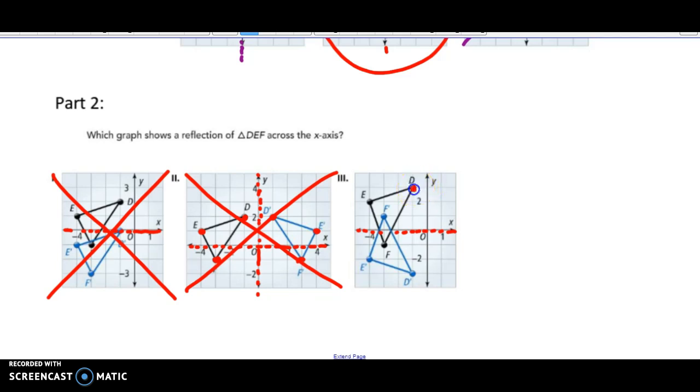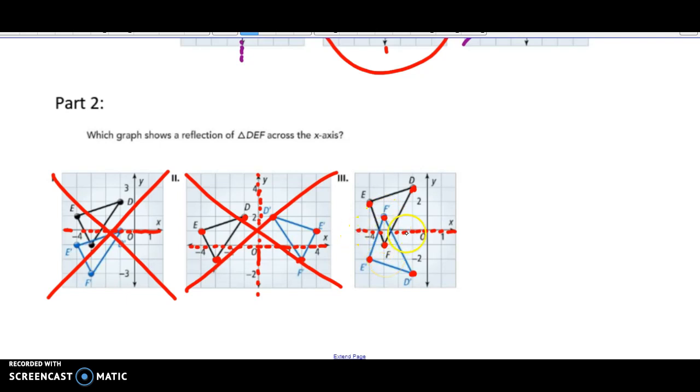So let's look at point D. It is 3 units above the x-axis, so D prime should be 3 units below. That works out. Point E is 2 units above the x-axis, and E prime is 2 units below. That checks out. Point F of my triangle crosses below the x-axis, and that's fine. It's 1 unit below the x-axis, where F prime is 1 unit above. So those are equal distance from each other across the x-axis, which is perfect.